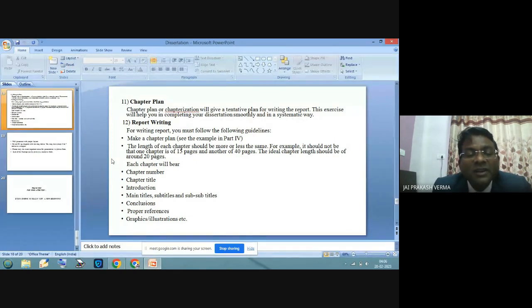So chapter plan is very important, like introduction, review of literature, methodology, area of research, findings, suggestions, concluding remarks, and scope for further studies. So for report writing, you must follow the following guidelines. Make a chapter plan. You can see examples in part four.